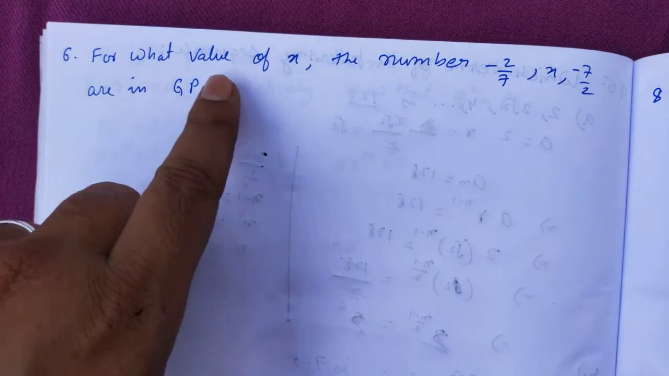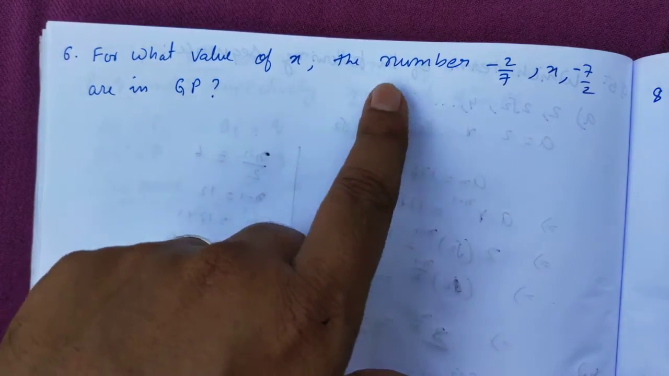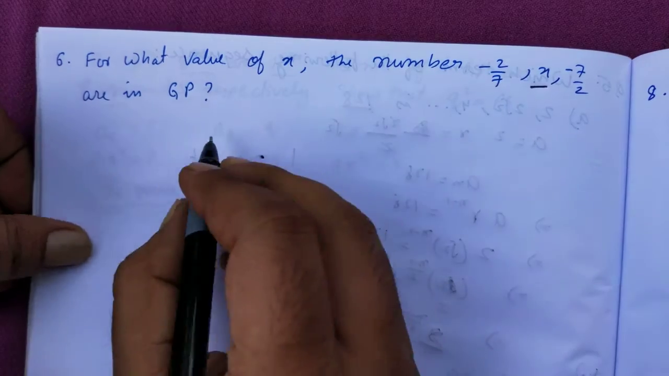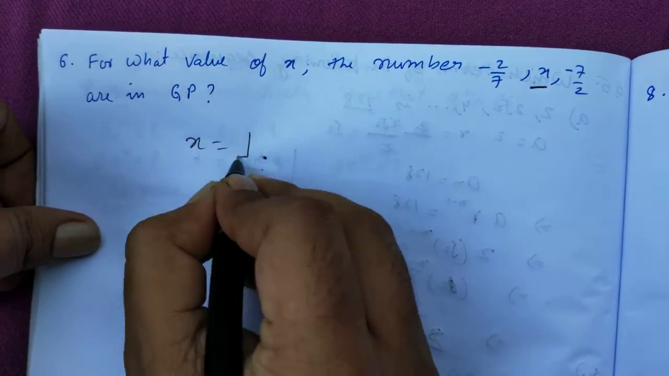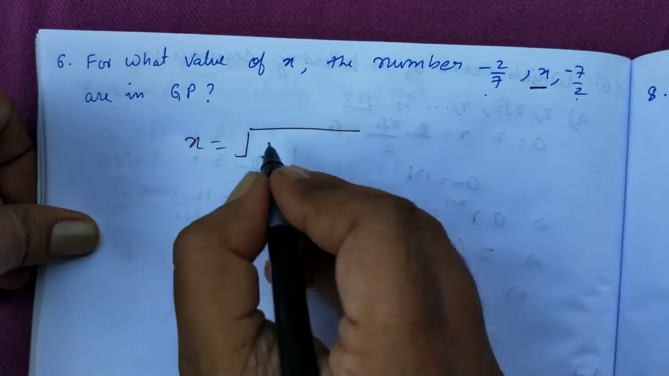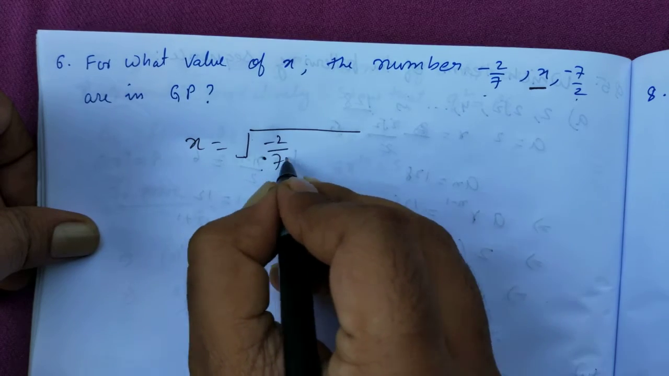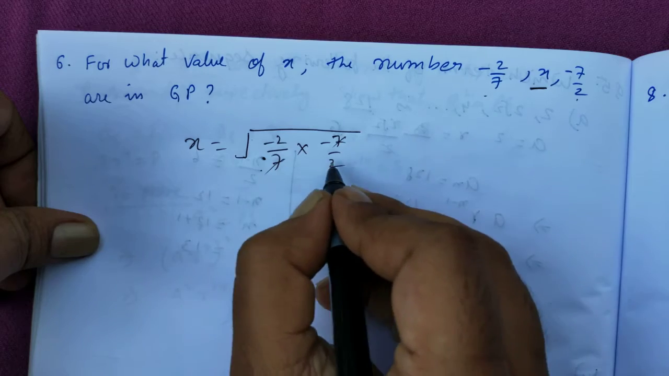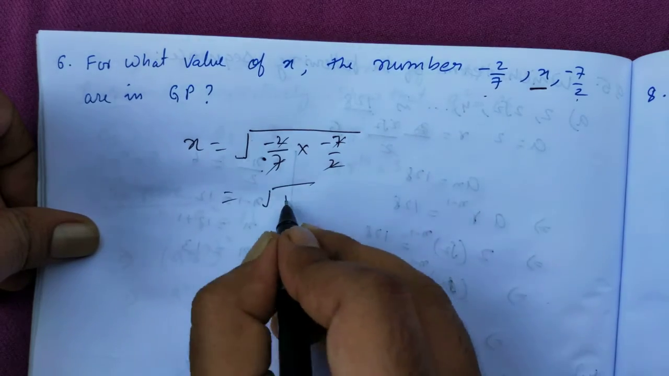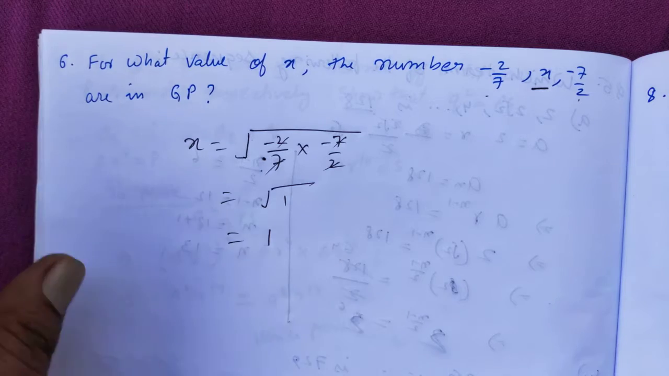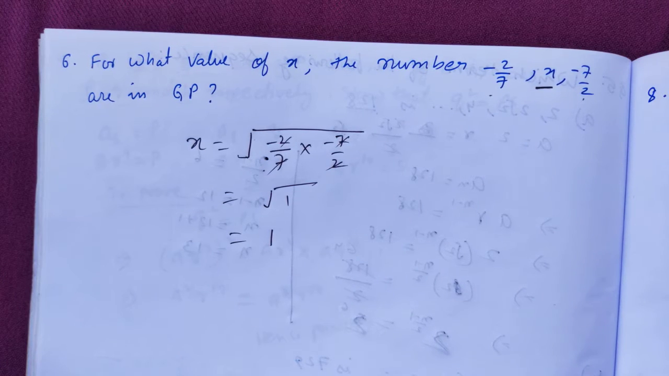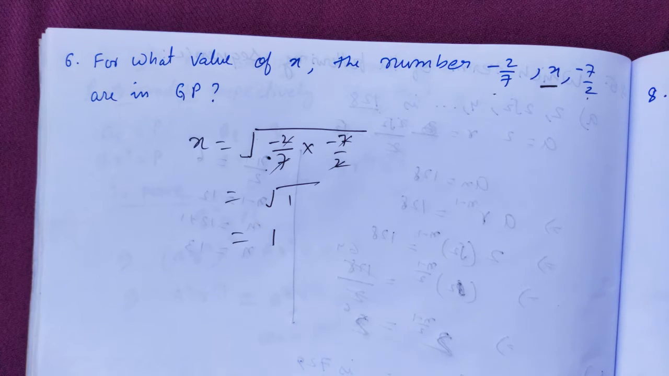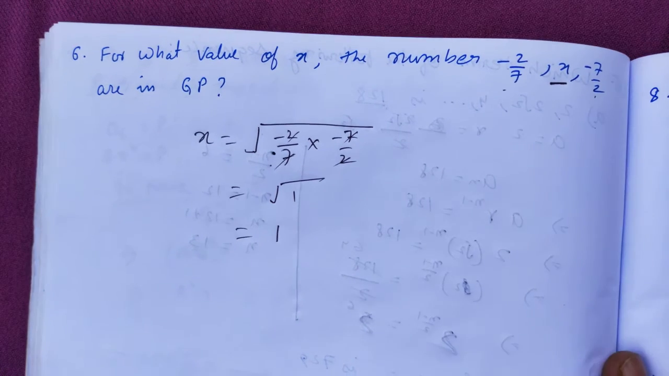Question number 6. For what value of x the numbers are in GP? So it's like geometric mean. As per the formula, it will be root over this into this. Minus 2 by 7 into minus 7 by 2. We can cancel this, we can cancel this. We're getting 1. Root 1 is 1. Okay. Next.